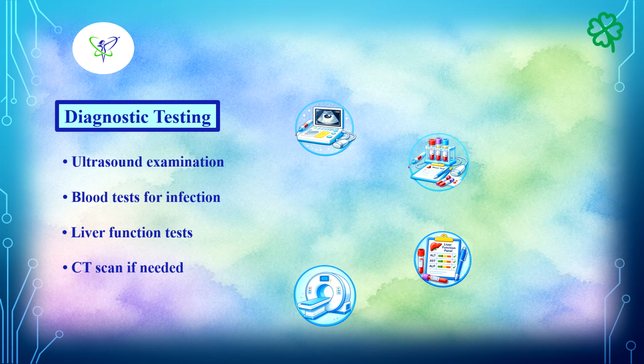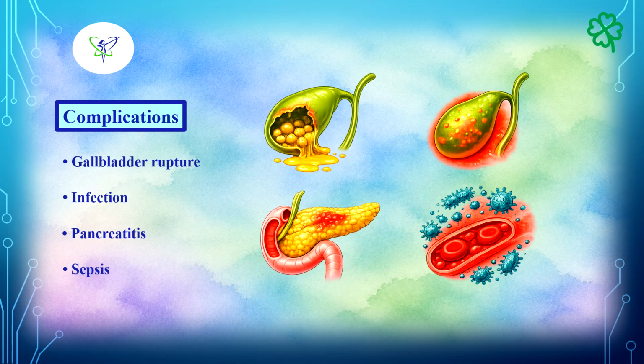Diagnostic testing may involve ultrasound imaging, blood tests, liver function tests, and sometimes CT scans if needed to evaluate inflammation and complications. Complications of cholecystitis may include gallbladder rupture, infection, pancreatitis, and sepsis. Prompt treatment helps reduce the risk of severe illness.